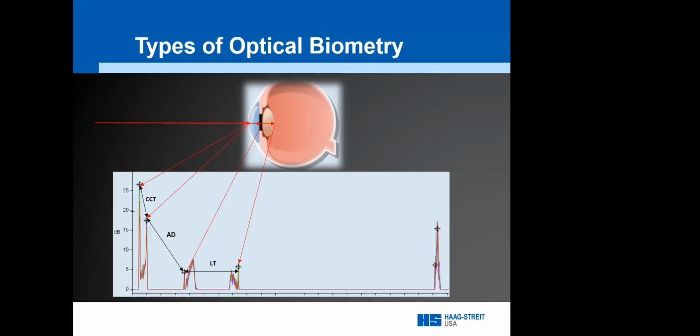So if you notice, this gate, the first gate to the second gate, is giving us our average central corneal thickness. The second gate to the third gate is giving us our average aqueous depth. The third to the fourth, our average lens thickness, and the very first gate to the very last gate, our average axial length.